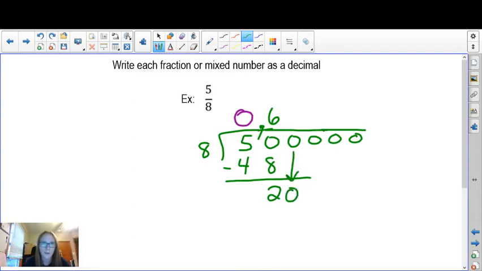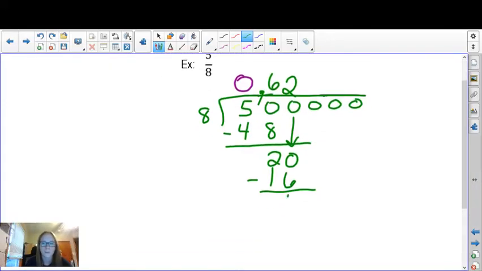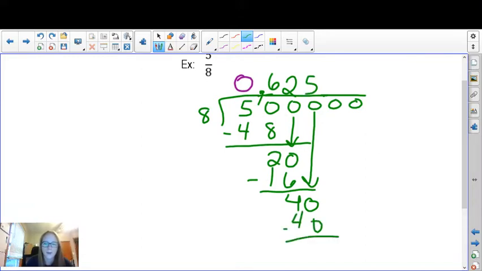All right, how many times can 8 go into 20? 2 times. It's just 16. 8 times 2 is 16. 20 minus 16 gives me 4. And I know 8 can't go into 4, so I need to bring down another 0. Remember, these zeros up here are just in case we need them. We may or may not need them all. We'll find out. How many times can 8 go into 40? 5 times. 5 times 8 is 40. 40 minus 40 is 0. And then I keep repeating my zeros.